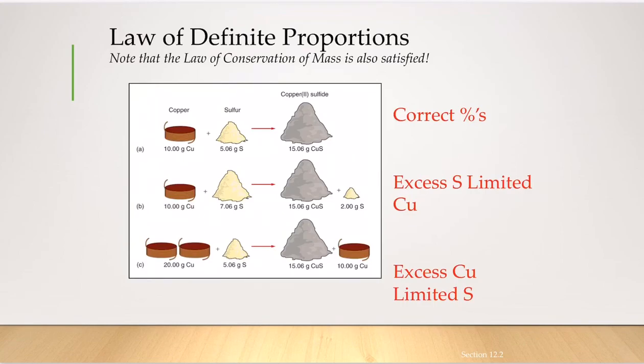Let's see another case. Here, 20.00 grams of copper reacts with 5.06 grams of sulfur. Here, you have a large amount of copper, which will be left behind. Therefore, it is the sulfur which is going to determine how much of the product will be obtained. So sulfur is the limiting reactant, and copper is the excess reactant.